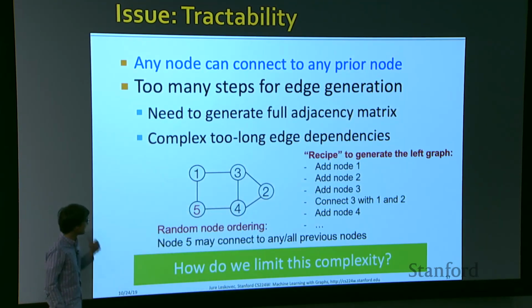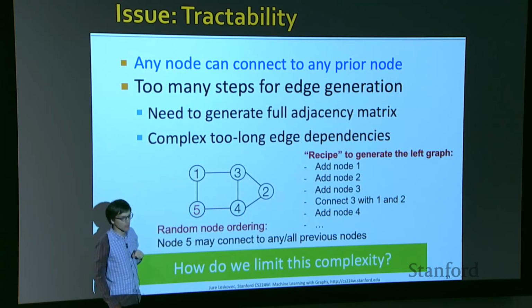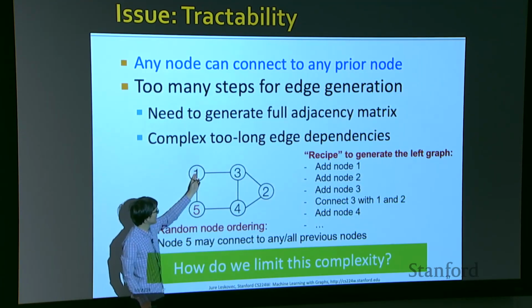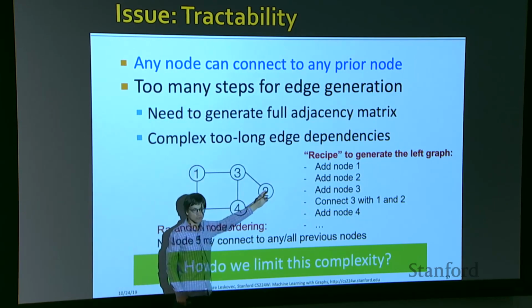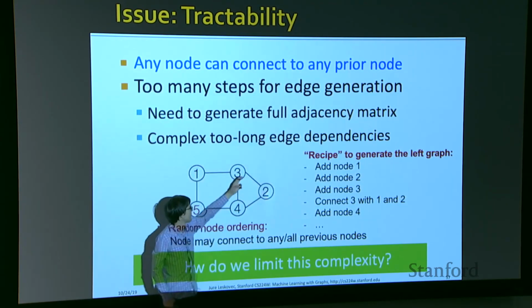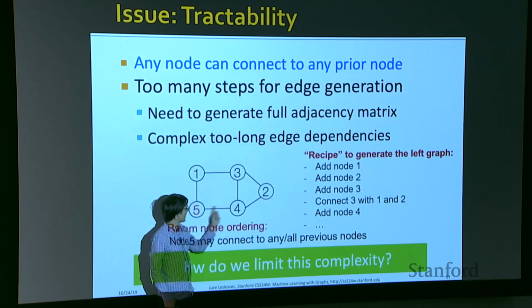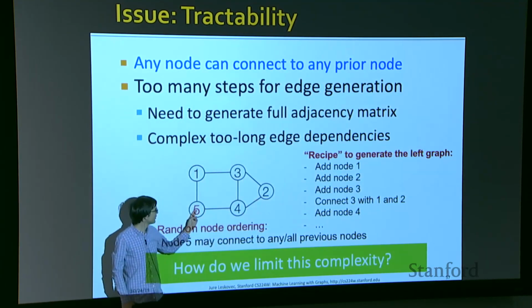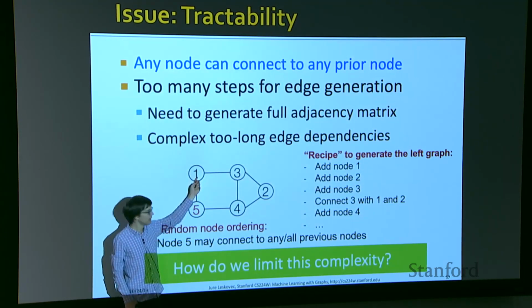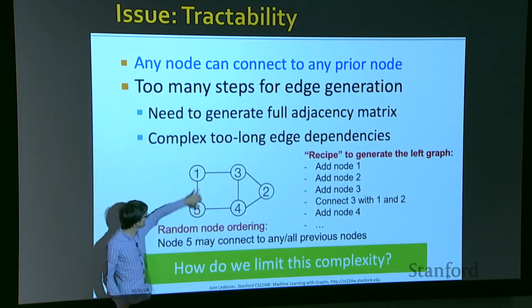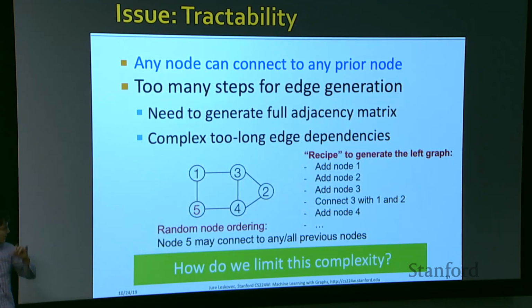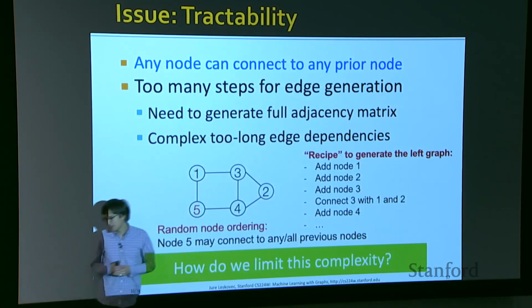And the issue is that if I would use this type of node ordering, I would say generate node 1, generate node 2, don't generate an edge. Then generate node 3, generate 2 edges. Generate node 4, generate 2 edges. And then generate node 5. Now I need to remember that I need to link all the way back to node number 1 and node number 4. So the difference between node IDs is the amount of memory I need. So the question is, how do I limit this complexity?